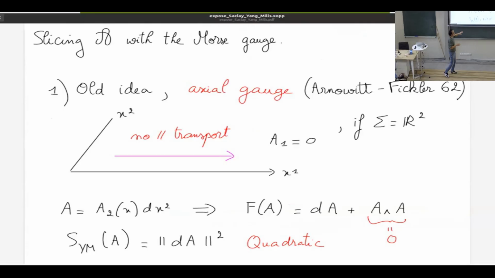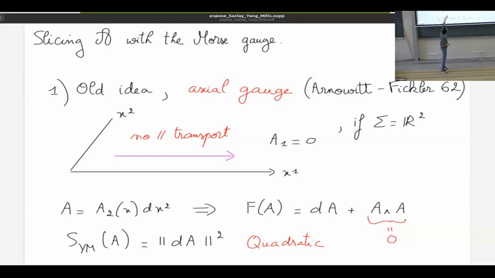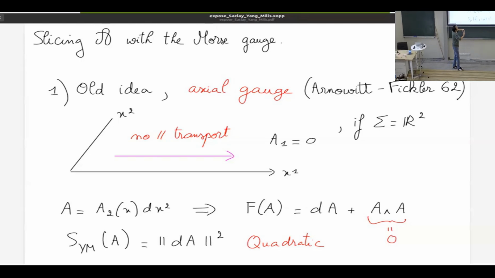Imagine your surface was the plane, R2. Then you can make a certain gauge transformation on any connection on the plane in such a way that you kill parallel transport along the x1 axis. You see what I mean? If you do parallel transport in this direction, it is trivial. Once you do this gauge transformation, which is called an axial gauge, your connection has only an x2 component. So if I use coordinates x1, x2, you only have the x2 component.